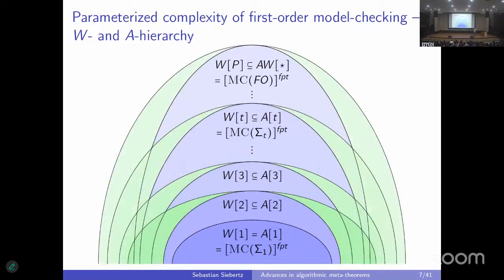If we drop this condition and we just have Sigma_t model checking, we get another famous hierarchy, the A hierarchy. So this is more general than the W hierarchy. Each W[t] is contained in A[t]. Again, this is completeness. We have a very hard problem.